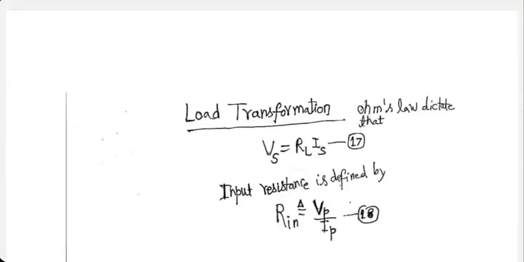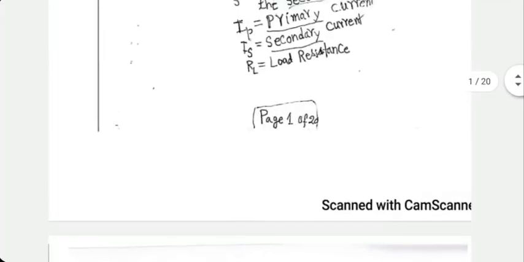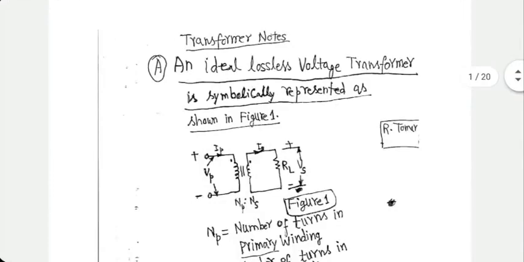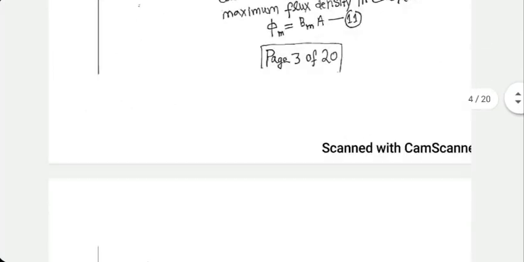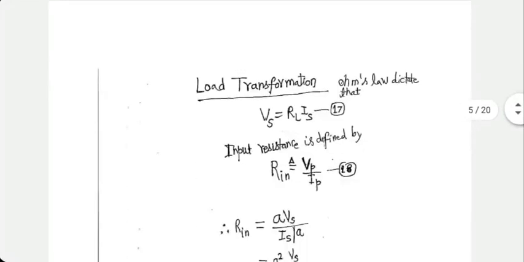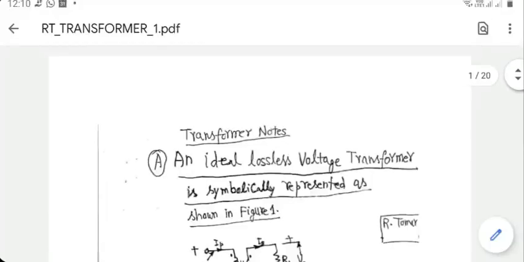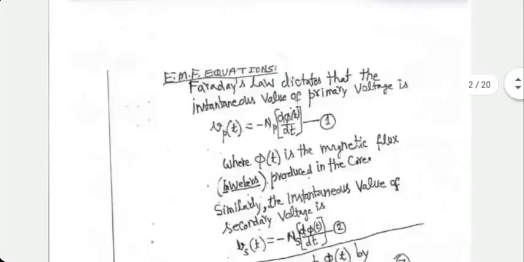Now, the other thing is, how does this load resistance RL look when seen from the primary input? Obviously, it will not be the same as RL. It will be something different for sure. Let's see what it does as it is seen across the primary input. You see, because of Ohm's law, Vs is RL into Is, right? So that's one equation I'm writing.